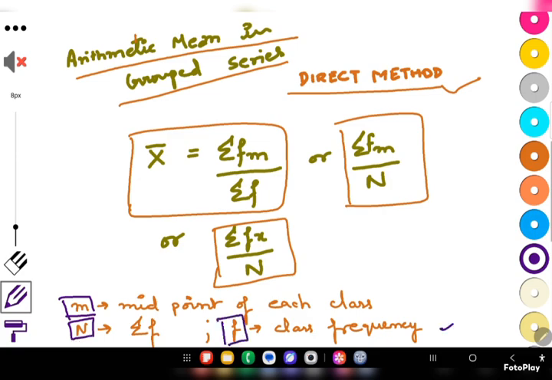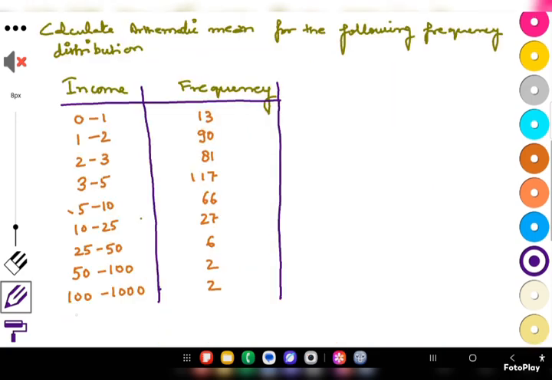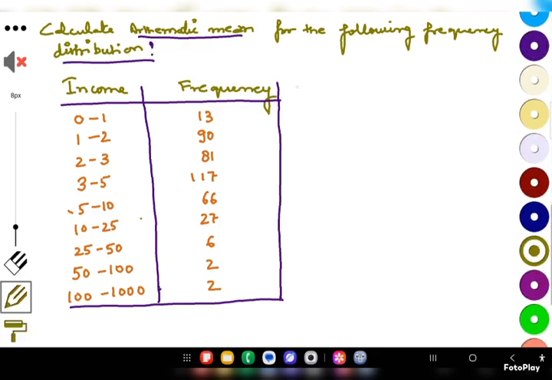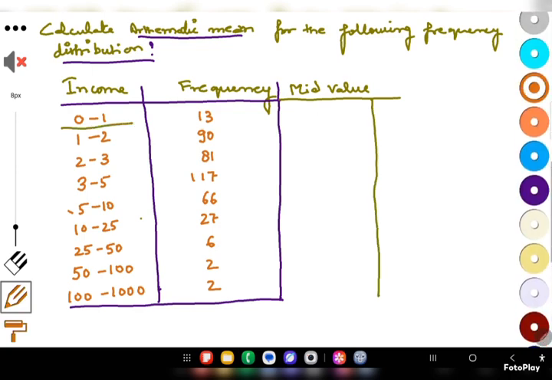Let's see. Now here there is a question given that we need to calculate arithmetic mean for the following frequency distribution. You can see that there are 2 columns. In column number 1, income is given in class and number of persons falling in that class interval. So the class intervals are being taken as 0 to 1, 1 to 2, 2 to 3, 3 to 5, 5 to 10, and further on till 100 to 1000, where 2 people are falling in the last entry of column number 2.